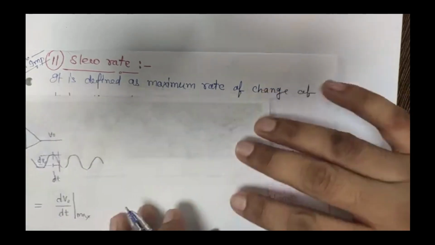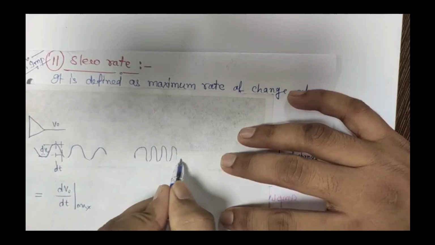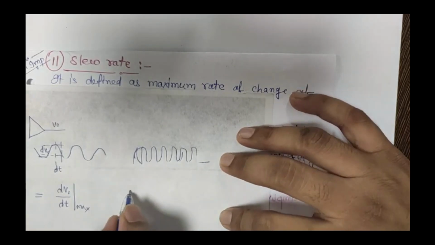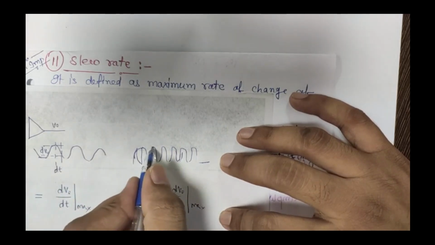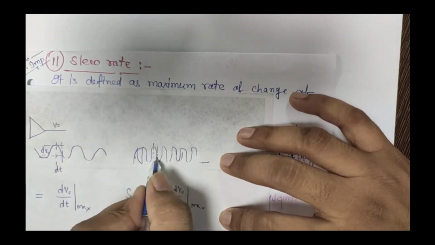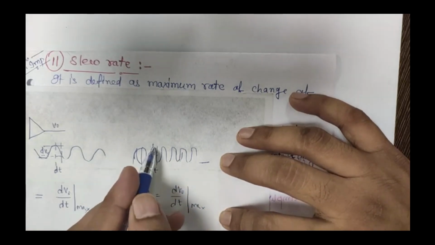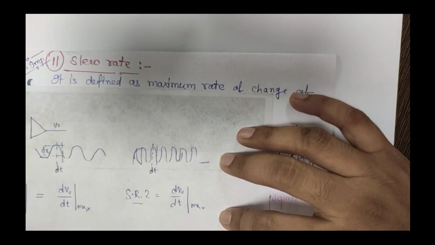So if any output waveform is like this, suppose it is moving faster compared to the previous one, then if I measure slew rate 2, a new slew rate for this, dV0 by dt max value, because time is small here, if amplitude is same, time will be smaller, so this slew rate 2 will be greater than slew rate 1.